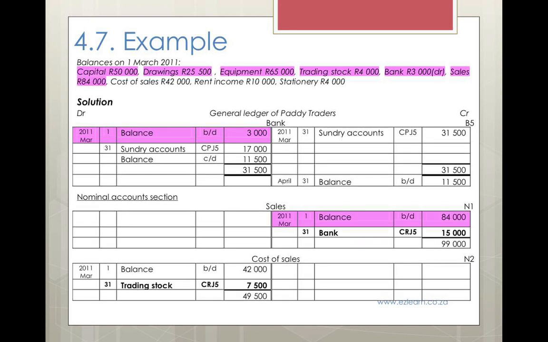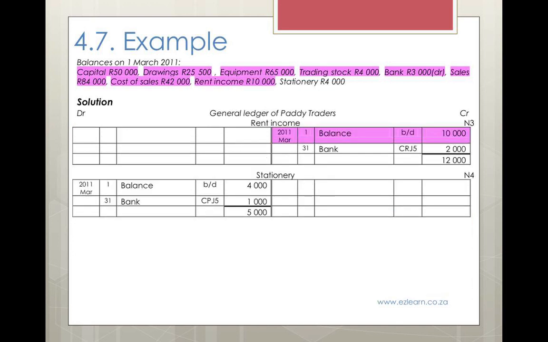Sales of 84,000 Rand have been made this period. You would show this on the credit side of the sales account as it is an equity account and sales increases owner's equity. Cost of sales is an expense, and because expenses make equity smaller, it will have a debit balance. Rent income is an income, as the name describes, and so it would have a credit balance, increasing owner's equity.